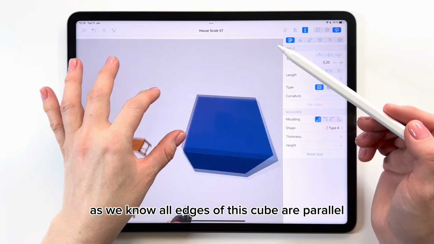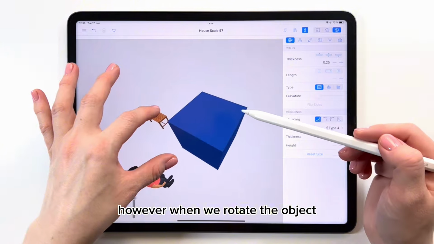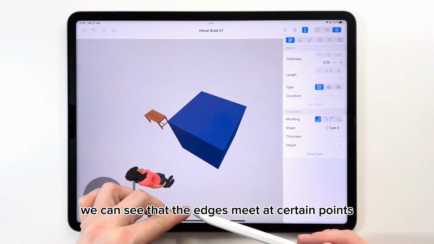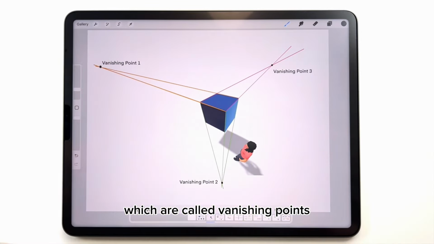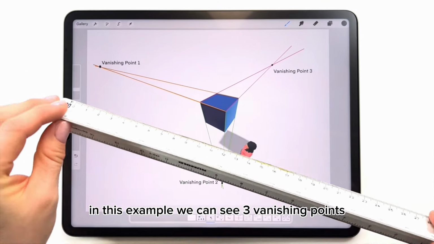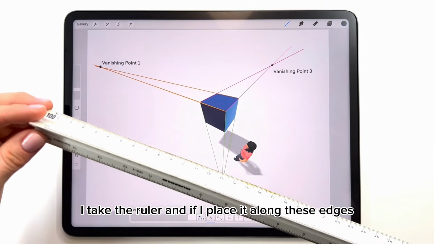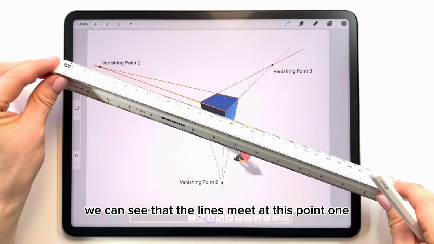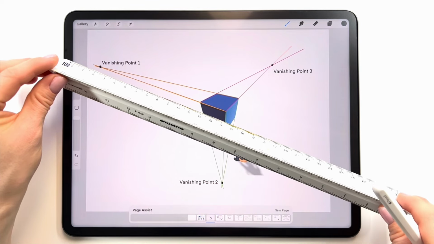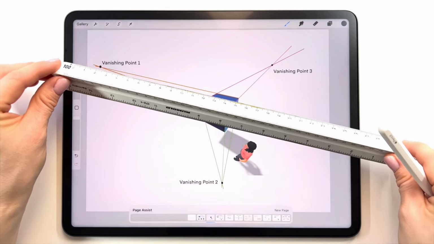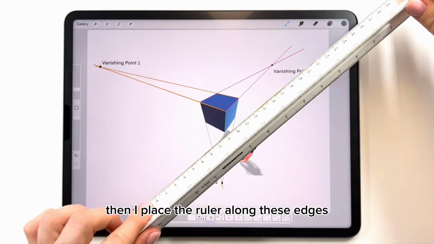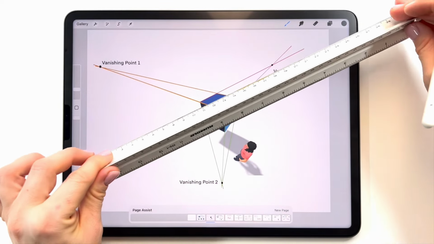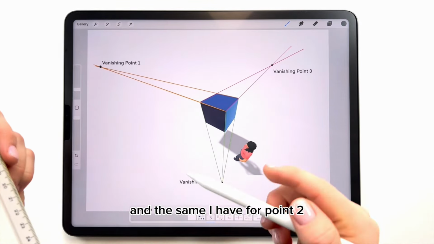As we know, all edges of this cube are parallel. However, when we rotate the object, we can see that the edges meet at certain points, which are called vanishing points. In this example, we can see 3 vanishing points. I take the ruler, and if I place it along these edges, we can see that the lines meet at this point 1. Then I place the ruler along these edges and see that lines meet at the point 3. And the same I have for point 2.